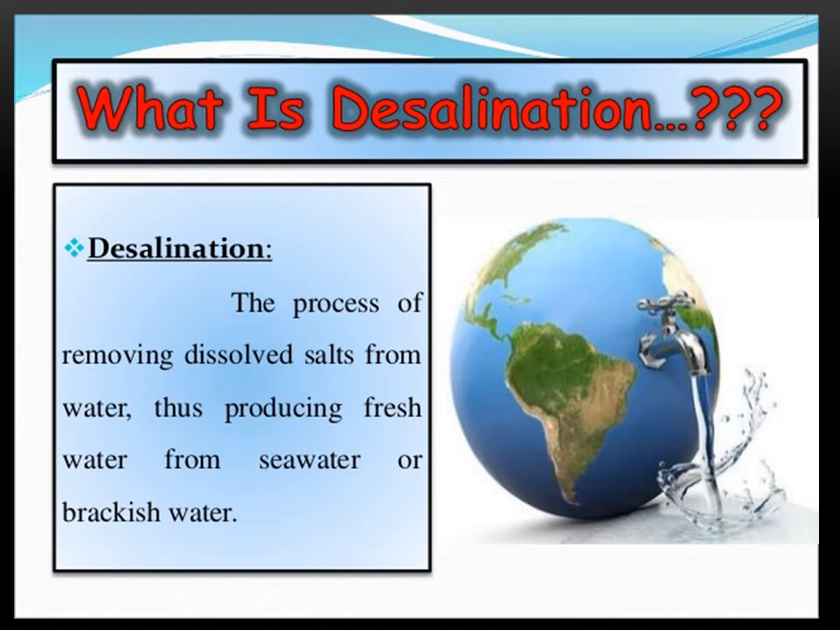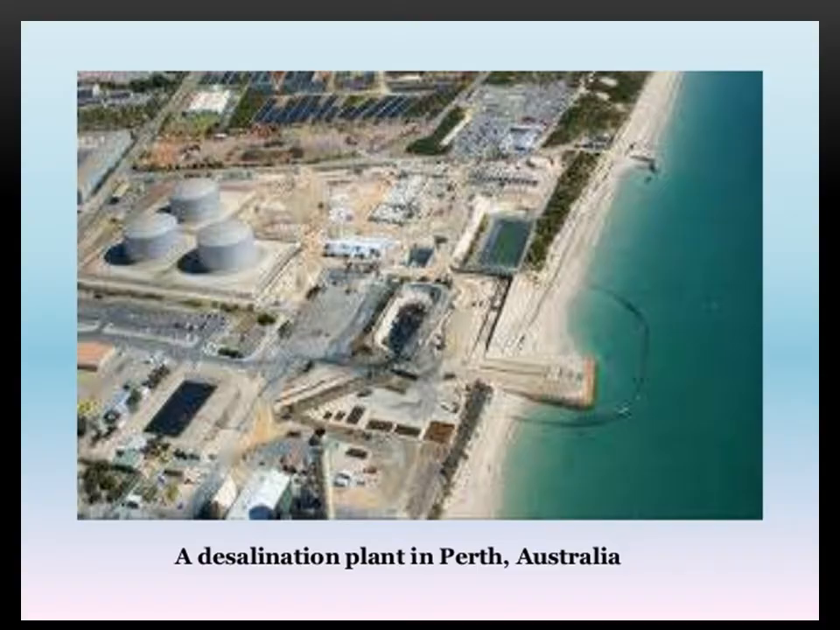So we do not have any distillation or desalination plant in Pakistan, but now the government is planning to open one desalination plant in Karachi area. This is a desalination plant in Australia. And in your book on figure 3.8, page 38, is a desalination plant in Dubai.